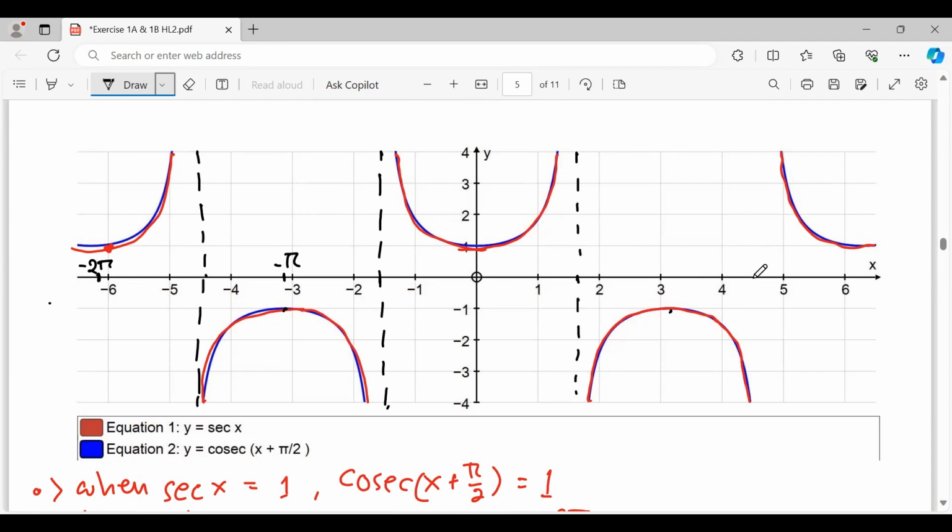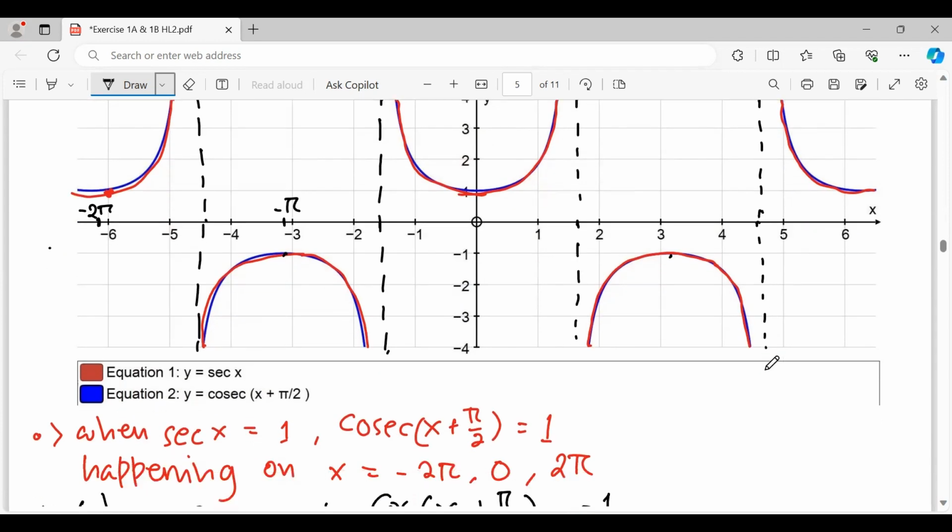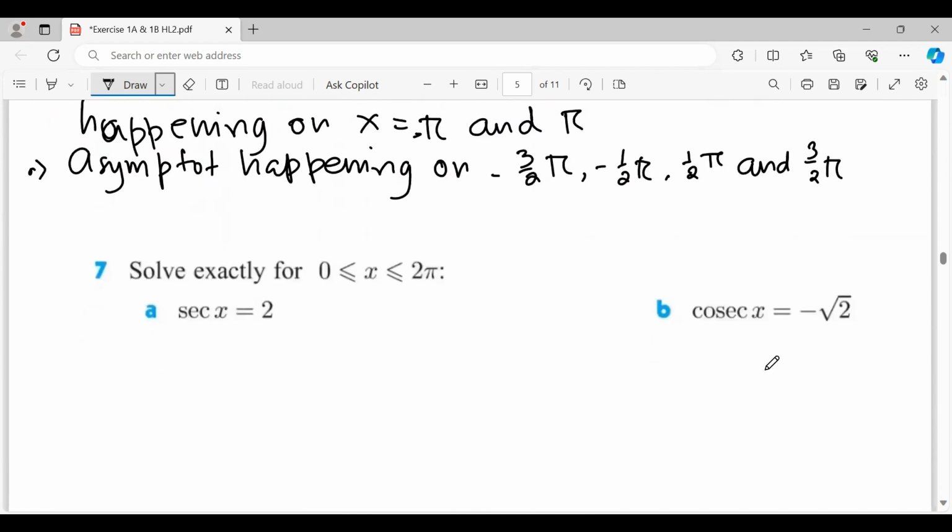Don't forget to use millimeter block to create your graph, because through millimeter block you can sketch the precise graph. Okay, that's number 6. Now we are going to move to number 7.